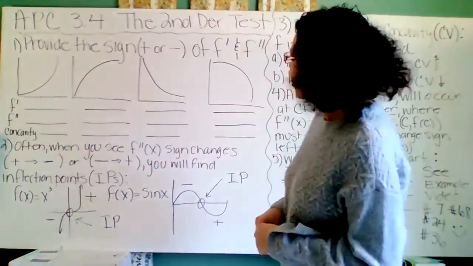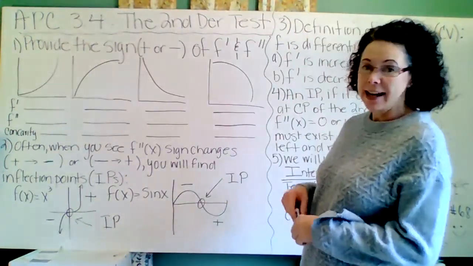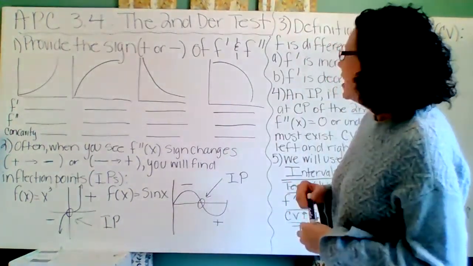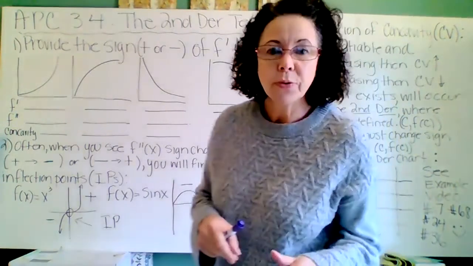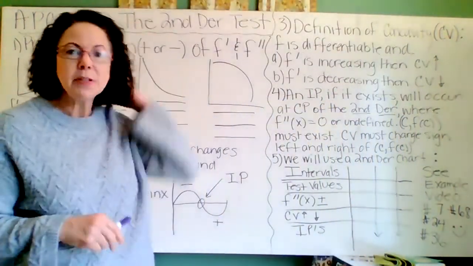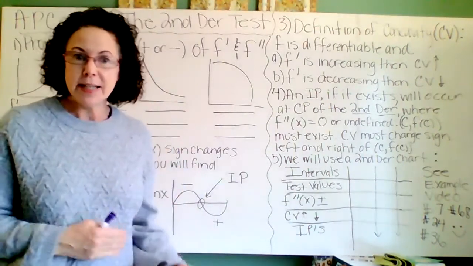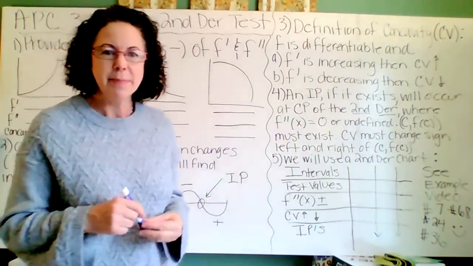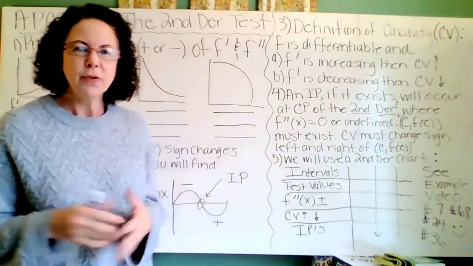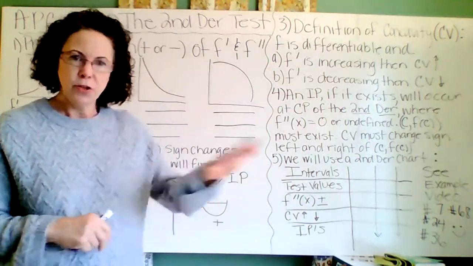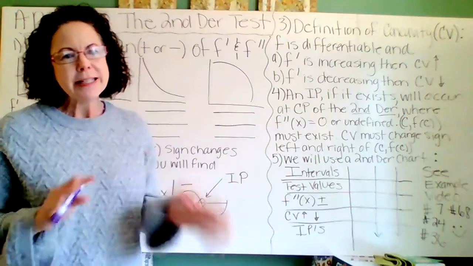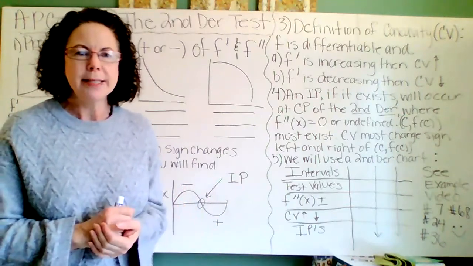Section 3.4, this is the second derivative test. From the first derivative test, what you found was that it helped us find where the function was increasing, decreasing, and where there was a relative max and min. We did that by first dividing the interval of the domain of the function using discontinuities and critical points.